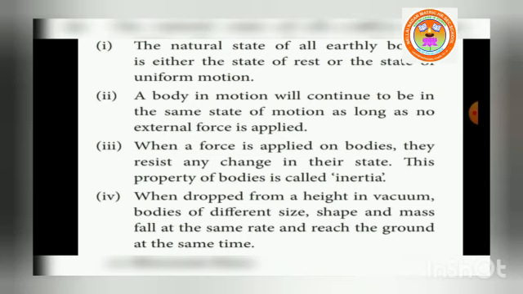What is inertia? This is due to any body wanting to continue to be in its state of rest or the state of motion. This is known as inertia. Fourth point, when dropped from a height in vacuum, bodies of different size, shape and mass fall at the same rate and reach the ground at the same time.